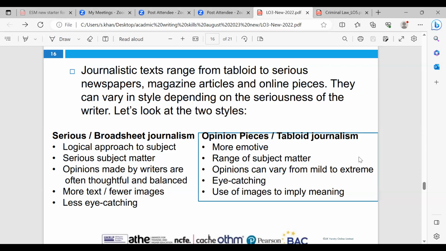Right. And then you've got opinion pieces, and these are tabloid journalism. These are more emotive. There's a range of different subject matters, and opinions can vary from mild to extreme. They're quite eye-catching, aren't they? Because they use images to imply a meaning. So this could be talking about any sort of opinions where they use images, whereas in the serious one, they don't necessarily use images.